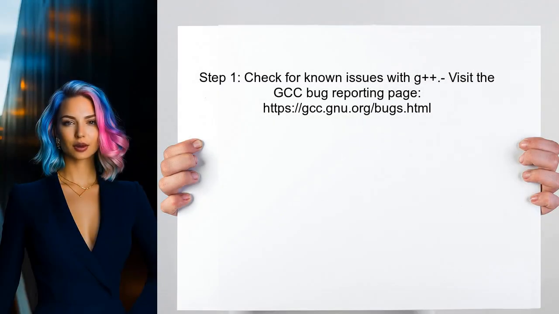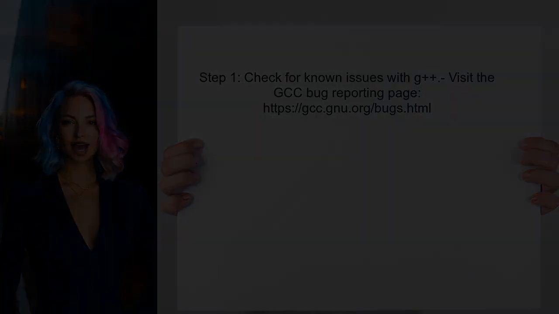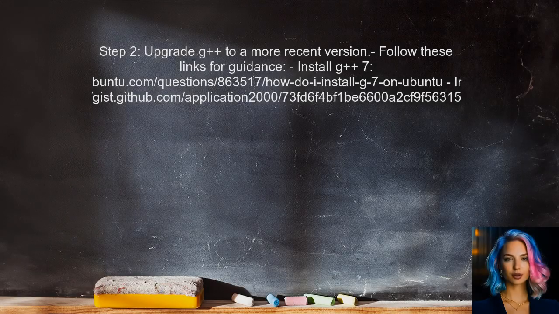To begin resolving the internal compiler error, the user should first check if there are any known issues with the current version of G++. This can be done by visiting the GCC bug reporting page. Next, the user should consider upgrading G++ to a more recent version. This can often resolve compatibility issues that arise when porting code between different Ubuntu versions.